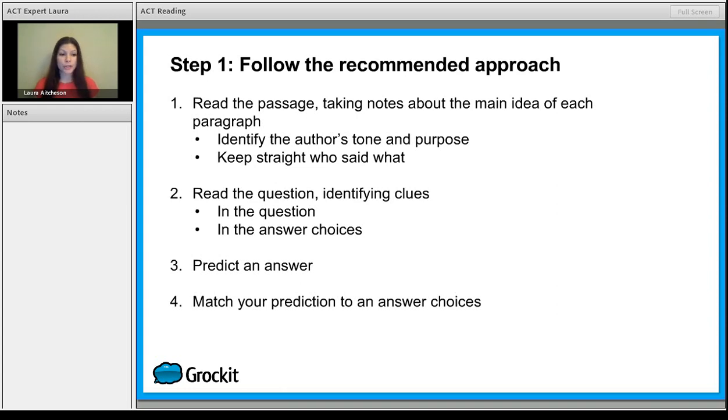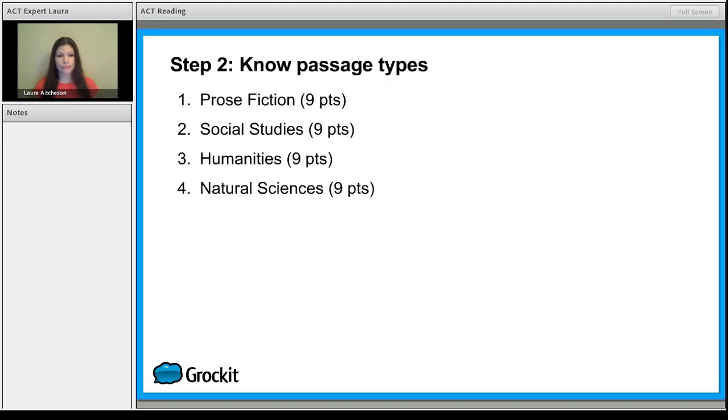When you're matching your prediction to the answer choices, don't abandon your prediction. You did all the hard work already. Don't fall into traps. And we're going to be exploring traps as we get closer to test day. So right now we're focusing on the method. We're talking about the notes you're taking. We're talking about prediction. And then as we get closer to test day, we're going to really help you out with your timing and avoiding those traps.